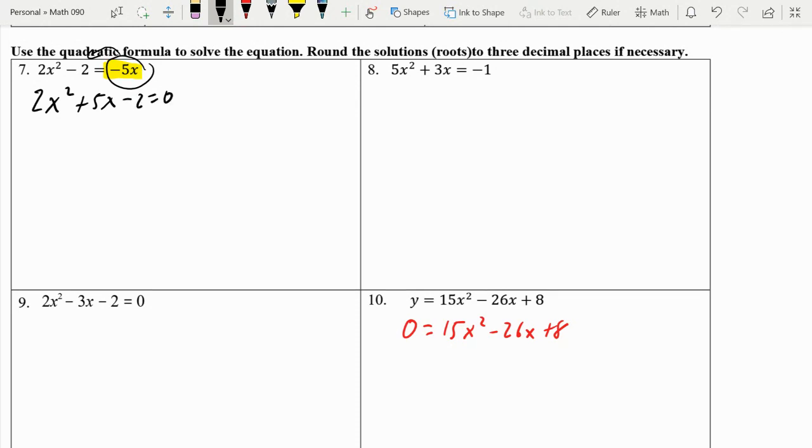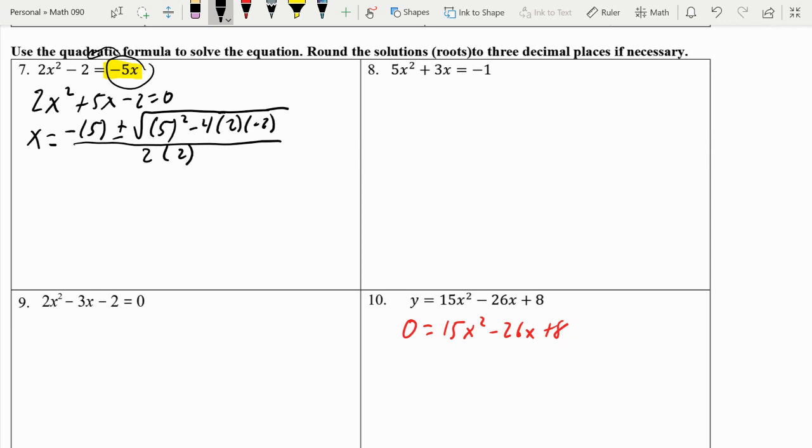And now just start plugging stuff into the equation. So b is 5, so we have negative 5 plus or minus the square root of 5 squared minus 4 times 2 times negative 2. And again, you notice I'm always using parentheses. 2 times a, which was 2. So x equals negative 5 plus or minus.